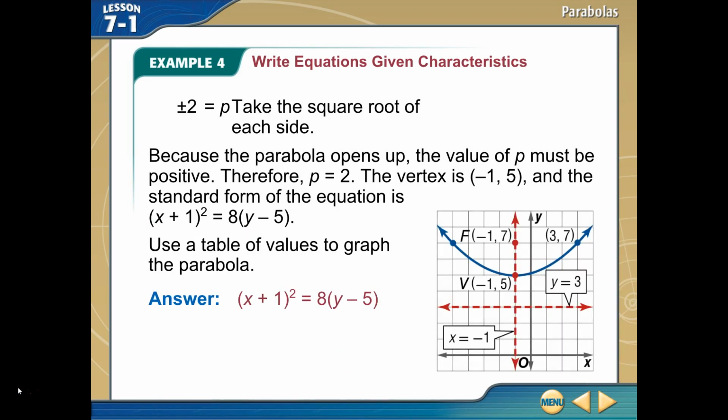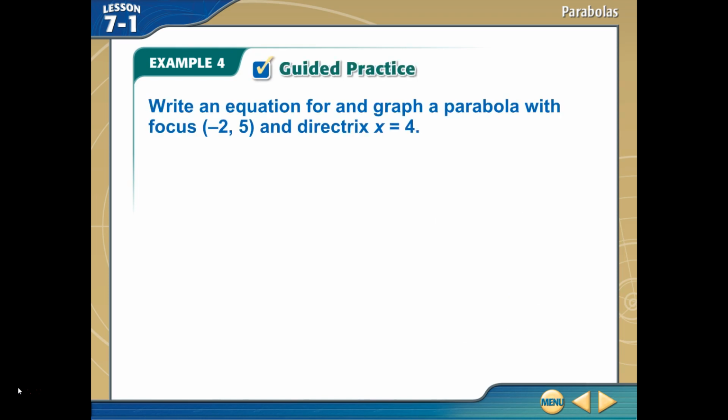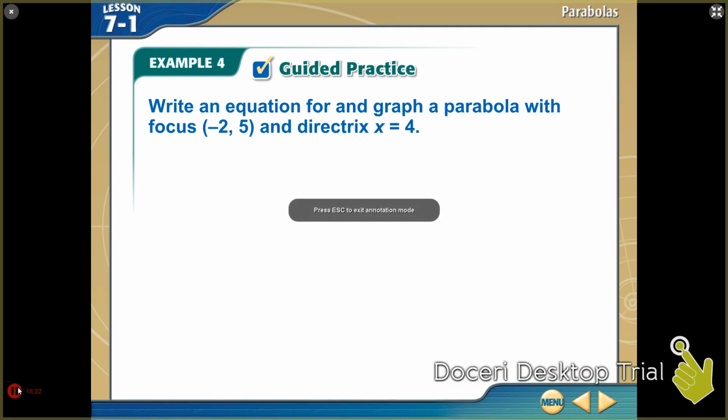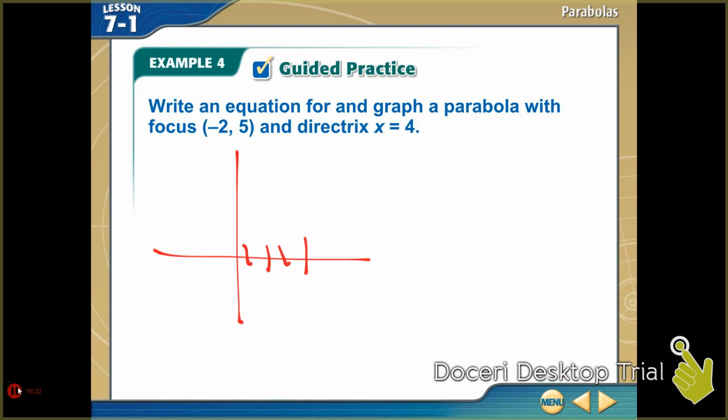All right, and then they have their graph and they verify that it looks the way that it should. All right, so for this one, again, you have been given some values. You've been given the focus and the directrix. And what you're going to look at is, if the directrix is, again, sketch it out. You know that your directrix is at x equals 4, which is going to be a vertical line. So you know it's going to open to the left or the right.